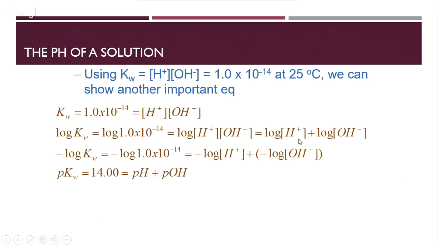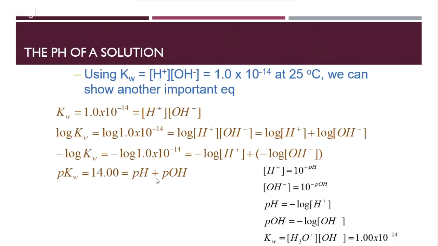Because Kw is 10 to the power minus 14, taking logs, we can also write Kw as 14 and pH plus pOH, which we have just seen. Remember this, and therefore H plus ion concentration is nothing but 10 to the power minus pH, or OH minus concentration is 10 to the power minus pOH. Similarly, pH is minus log of H plus, and pOH is minus log of OH minus, and Kw. So this is a quick summary of all the equations that are possible for the pH calculations.